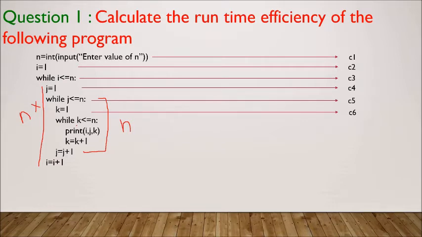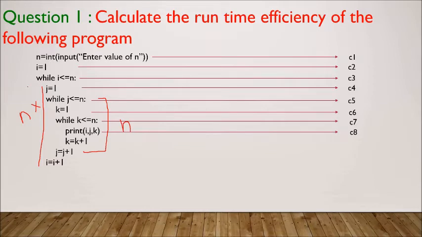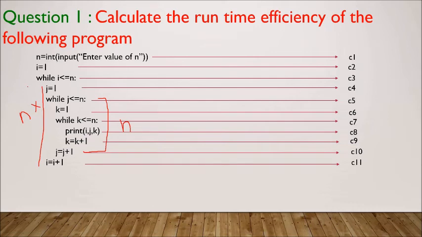the next one is where j is compared with n. In the next statement again you can see it is compared with n again. So the next statement takes C8, the next statement C9, C10 and C11.